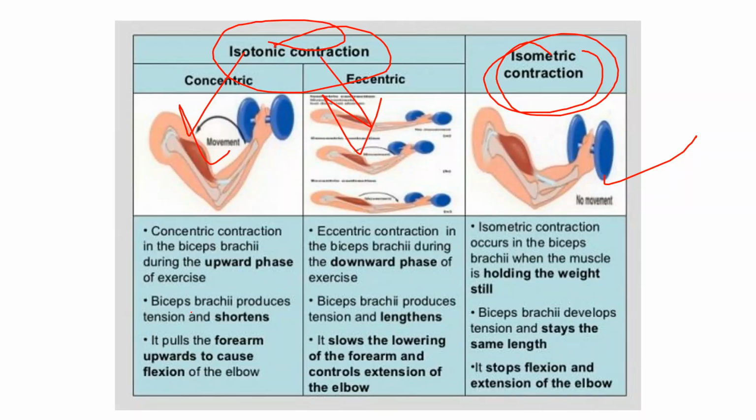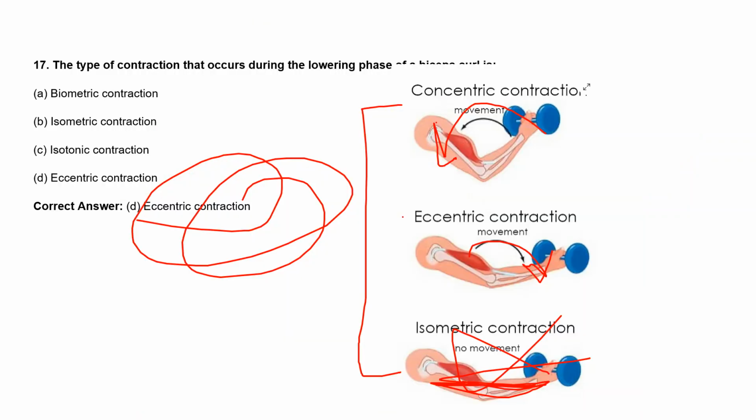Now in the question they ask about the lowering phase, that is the downward phase of the exercise, right? This downward phase is due to the eccentric contraction. Here in the diagram also we can see that when there is a lowering phase of the bicep curl, and this is the upper phase of the bicep curl, this is the concentric contraction and this one is the eccentric contraction.